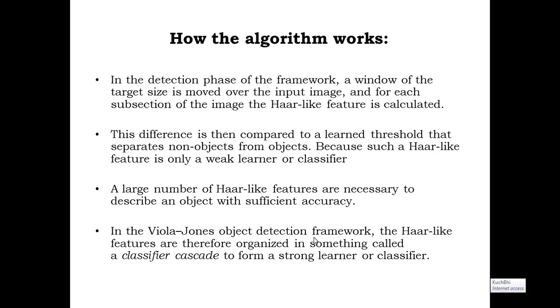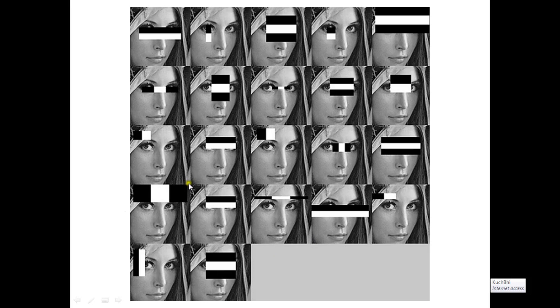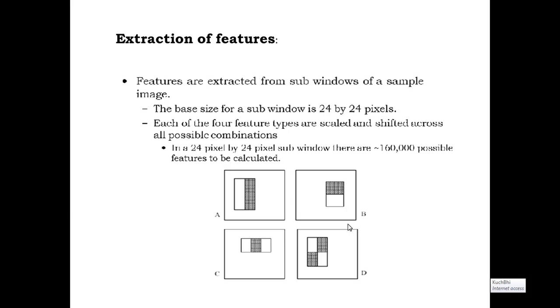In our method, the Haar-like features are therefore organized in something called a classifier cascade to form a strong learner or classifier. You can see in this image of Lena that the difference between eyes and cheekbones is represented by one Haar-like feature here, and so on and so forth. Other differences are represented by different Haar features, and in the end everything is combined to give the exact face.